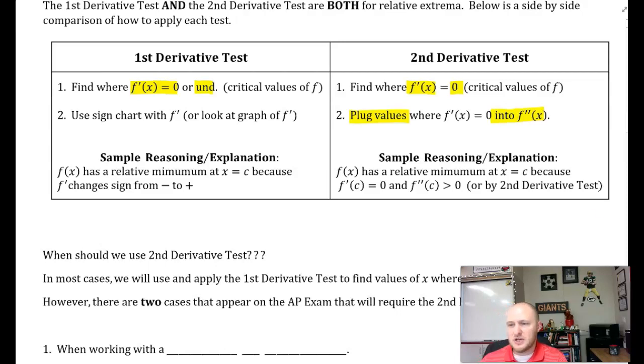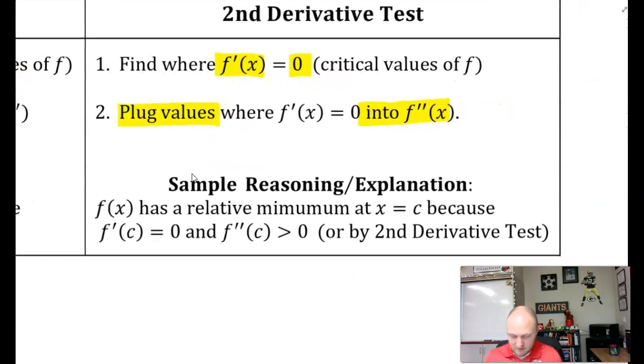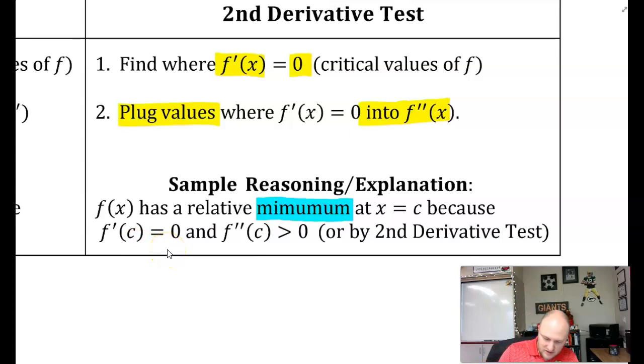And then here's the explanation that we're going to utilize today. The first derivative test is on the left, but I really want to focus on the second derivative test. F of x has a relative, and we can say maximum or minimum, it just depends upon what's going on at x equals c, because f prime of c equals 0. This is part 1 of your explanation, and then part 2 is that f double prime of c is greater than 0. This means concave up, it's a minimum. If it was a maximum, f double prime of c would be less than 0.